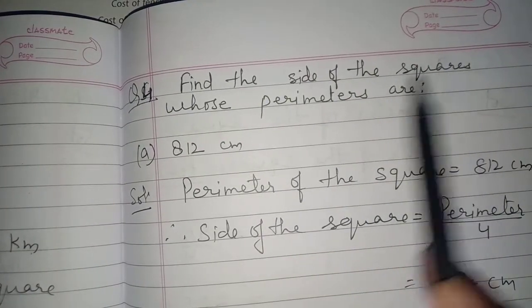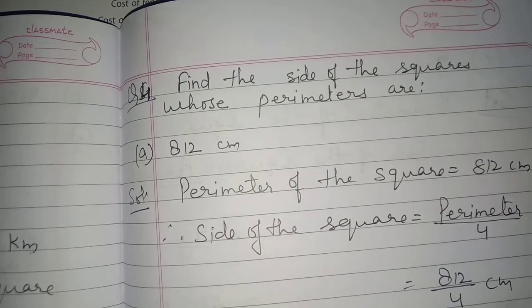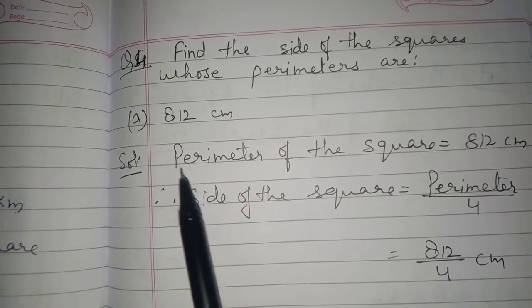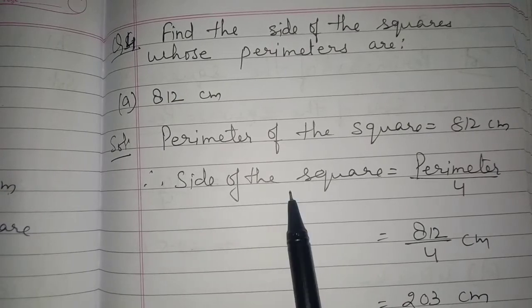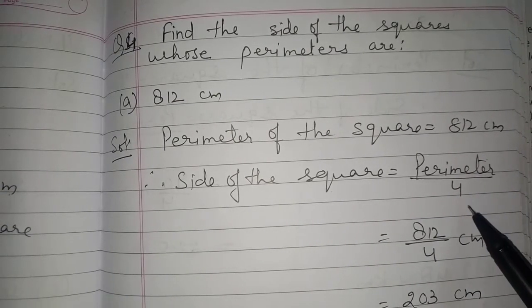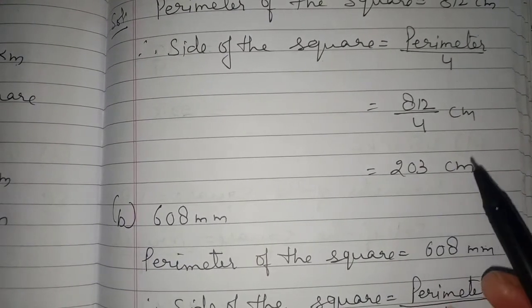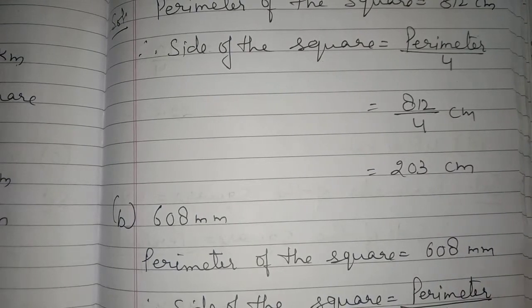Now next, question number 4. Find the side of the squares whose perimeters are given. Now when the perimeter is given, how to find the side? Let's see. Part A, 812 centimeter. So perimeter of the square is 812 centimeter. Therefore side of the square will be perimeter divided by 4. So we have to divide 812 by 4 and we will get the answer as 203 centimeter.